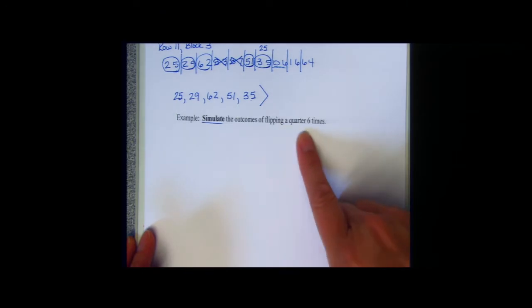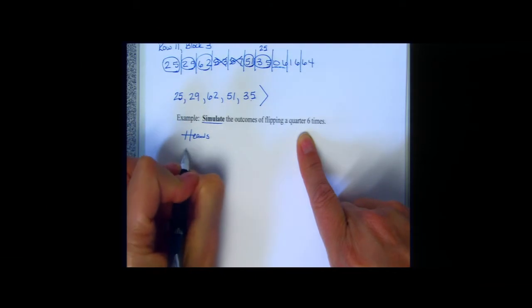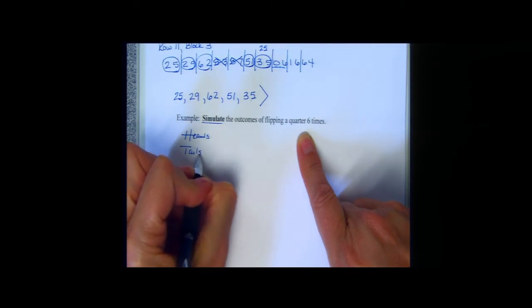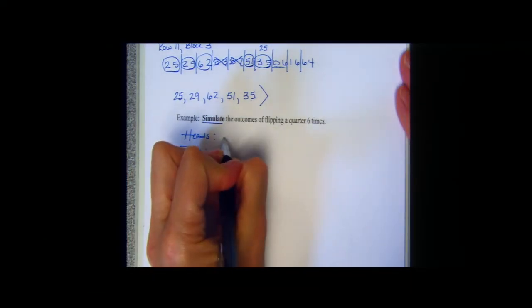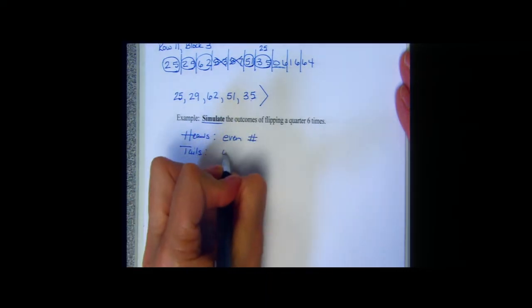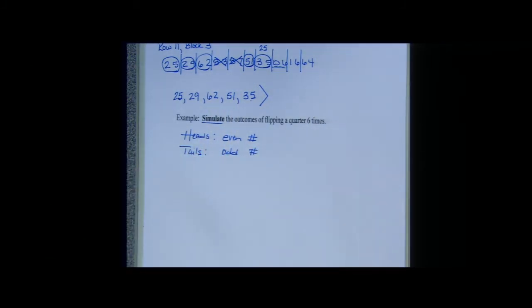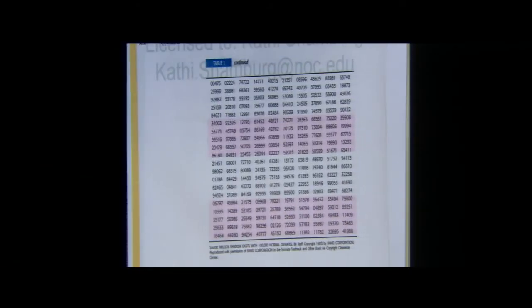Well, this is a little bit different in that when you flip a quarter, you get heads and you get tails. Well, I need something to represent numbers because it's a random number table. So I could say heads is any even number, and tails could be any odd number. So I'm going to go to my random number table. I'm going to go to the second page, and I am just going to randomly start here.